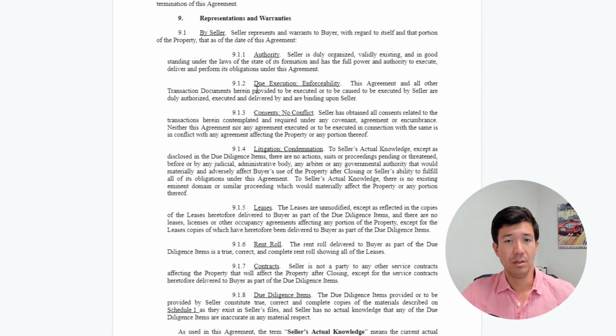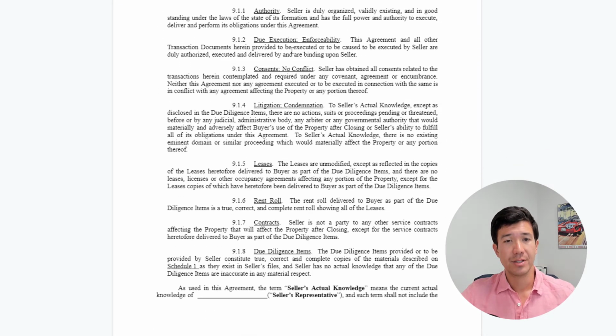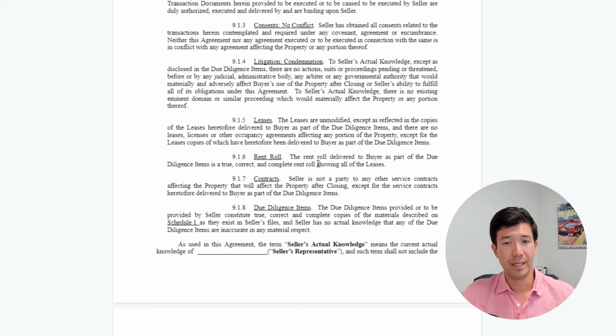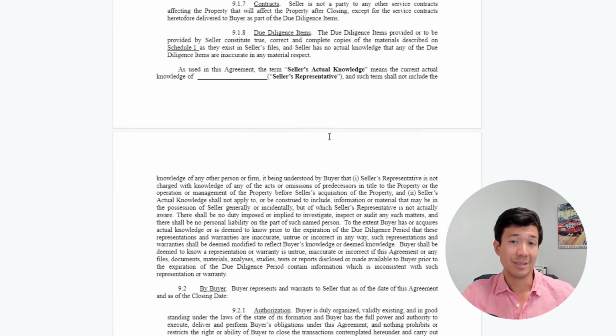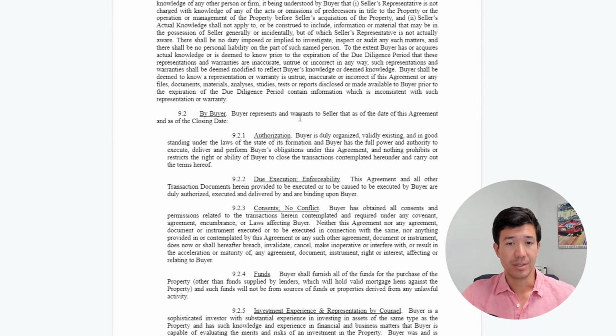Termination, there you go. Again, representations, this is where you really want to make sure that they are providing all this, rent roll and the contracts, due diligence provided are true, correct, and complete copies. That can come out in litigation later: oh, seller, you had this document and you did not pass it over to us, even though you actually had it. Seller representative, you want to make sure that person's a good person to identify, and it's not somebody too low level or too high level either.